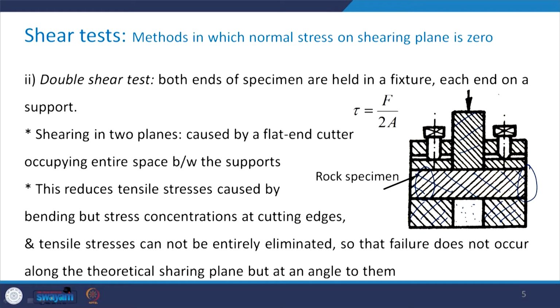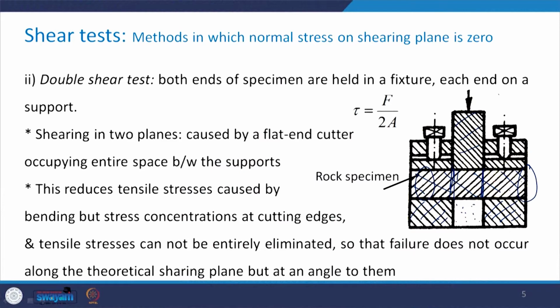Now, this test when we conduct, there are two planes through which the shearing will take place here, this one and this one. This reduces the tensile stresses which were caused by bending in case of the single shear test. However, the stress concentrations are still there at the cutting edges, and tensile stresses also cannot be eliminated completely.